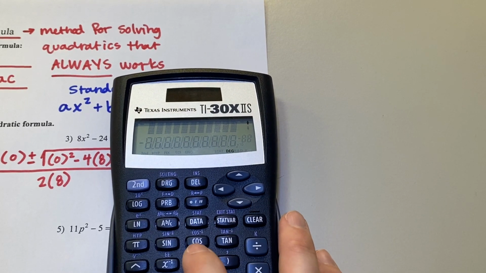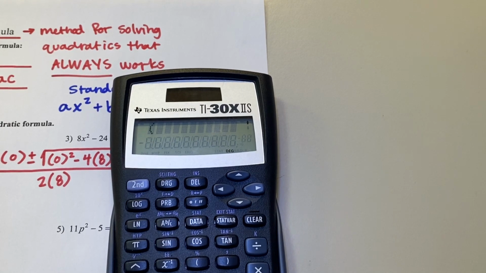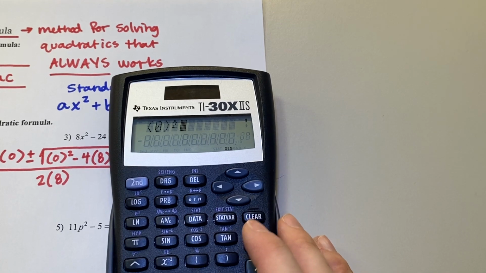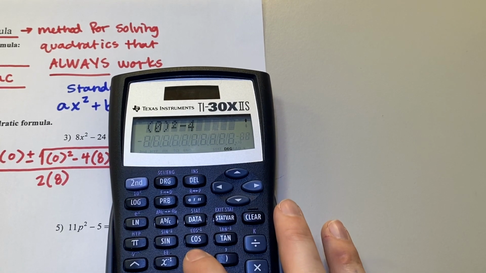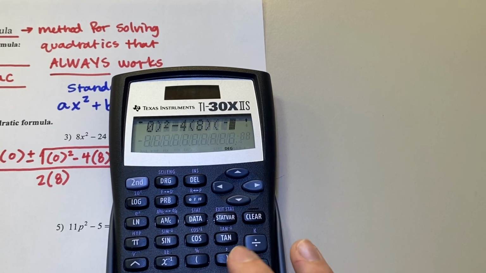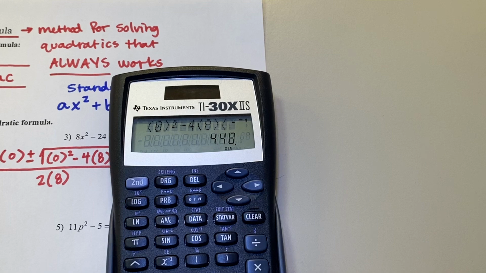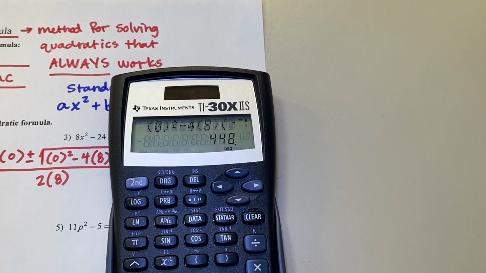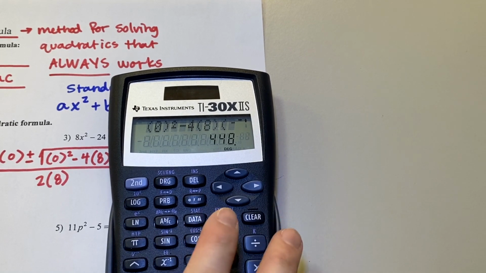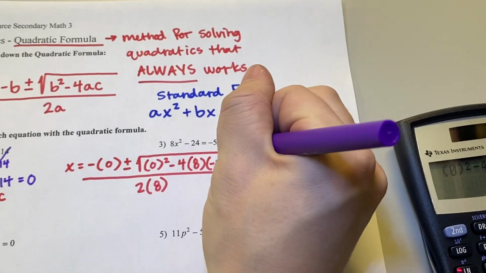Okay, so we have parentheses. Remember, when you're punching it into a calculator, punch it in exactly the way we wrote it on our paper. 0 squared minus 4 parentheses 8 parentheses parentheses negative 14 parentheses. We punch that thing in just the way it looks. Calculator can do the hard work. 448. That's a big number.